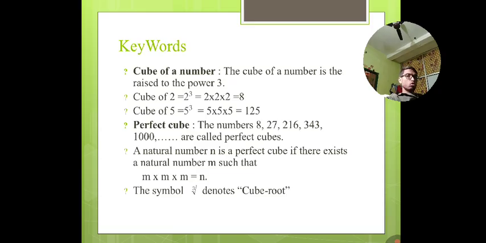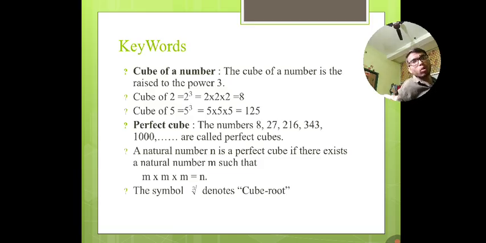Cube of 2 would be what? The square of 2 is 4. The cube of 2 would be 2 multiplied by 2 multiplied by 2: 2 times 2 is 4, 4 times 2 is 8. This is how we calculate the cube of any number.